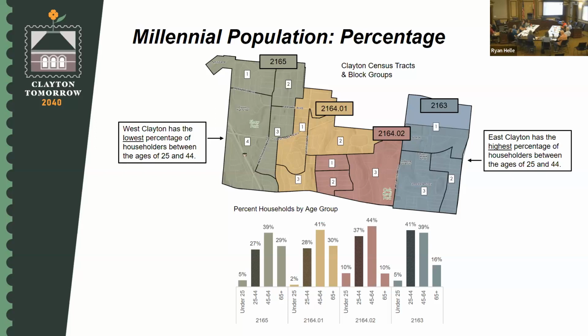So you can see here that I'm going to go through a few maps that look like this, where we tried to break down the census data as granular as we could to learn some characteristics about them. So you can see the western part of Clayton. These are the geographies that the census provides, so we have to go with them in terms of understanding what we can from the data. That green section on the western side of Clayton has the lowest percentage of householders between the ages of 25 and 44.